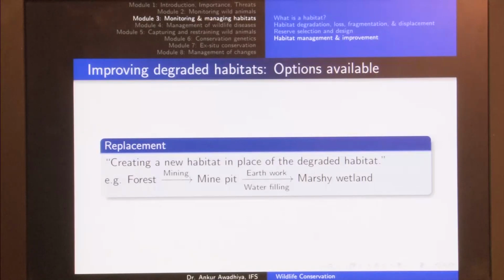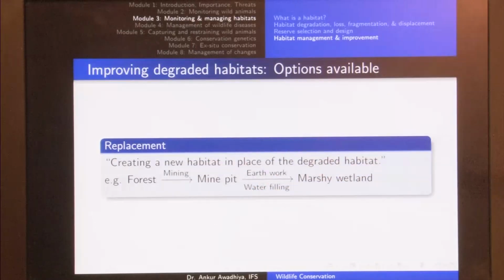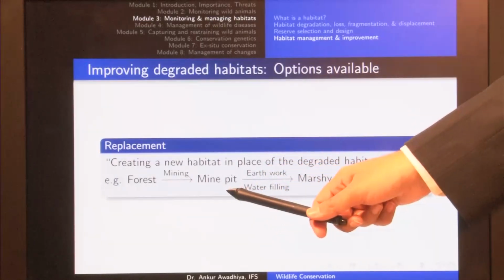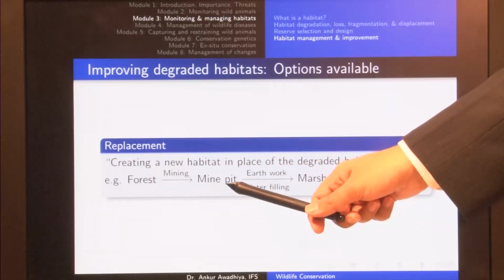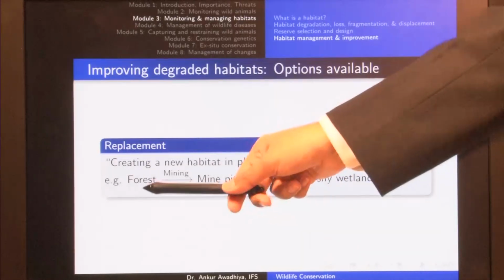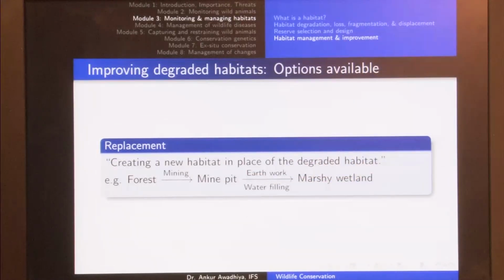So when we are not able to move a degraded habitat into its original state or even into some state that is in between, we try to replace that habitat, which is the creation of a new habitat in place of a degraded habitat. So for instance, there was a forest and then mining was permitted in that area. So we have large sized mine pits. Now in the case of mine pits, if you want to move it back into the forest, you will have to fill up all of these mine pits. That would be extremely cost intensive.